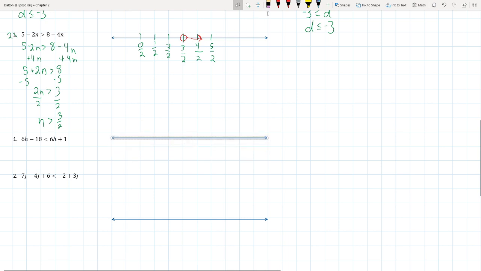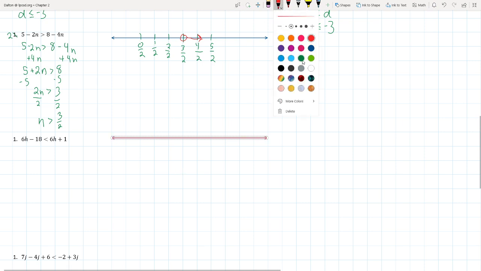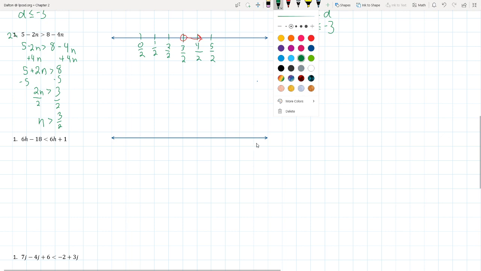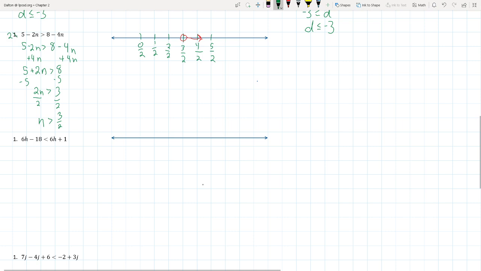So the next one that we have is 6h minus 18 is less than 6h plus 1. This one's going to wind up being kind of cool. So let's go ahead and solve this. And the reason I kind of know this is going to turn out kind of cool is I kind of recognize a certain feature, but we're going to see what happens here.